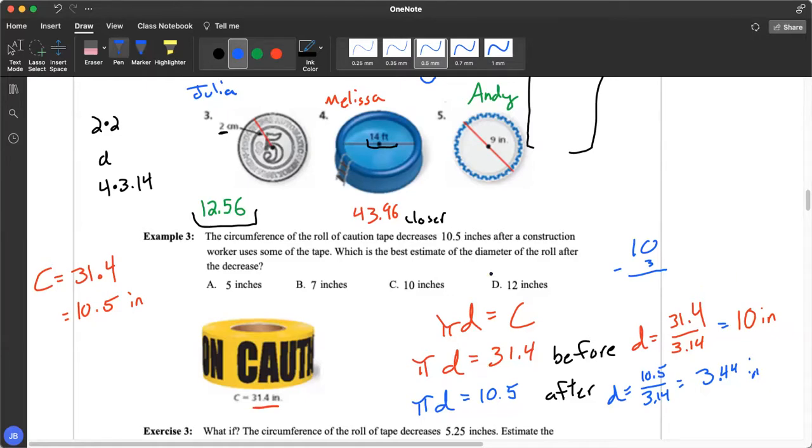Yeah, this question's kind of weird at word. We want to know how much the diameter, what diameter we lost, I think. And then it's going to be about 7, right? 10 minus 3 is about 7. So we'll get rid of this right here, of the roll decrease. Does that make sense for everybody? Any questions, comments, concerns? Okay.